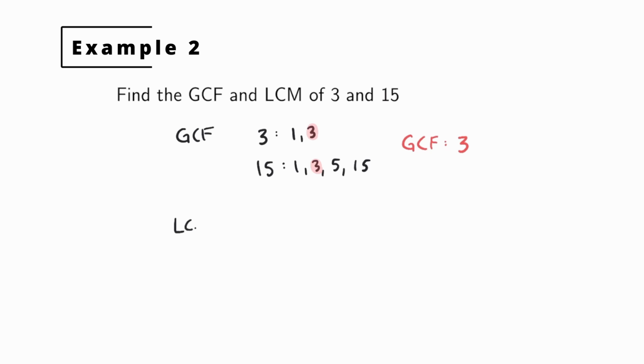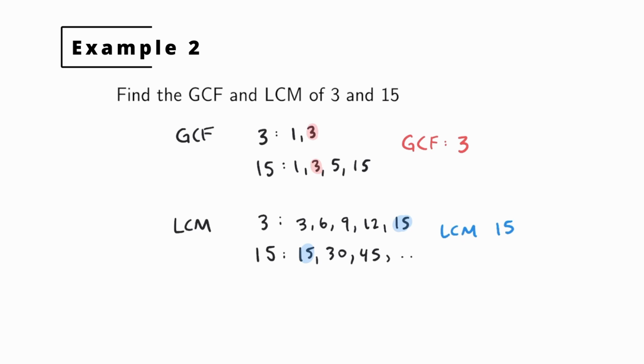For the least common multiple, we simply take 3 and 15 and we list multiples of them. It might help if you take the larger number first. So that'll be 15, 30, 45, etc. For 3, it'll be 3, 6, 9, 12, and 15. At that point, you can stop because we see that 15 is now in both lists, and 15 is the smallest number that's in both lists. So the LCM of 3 and 15 is 15.